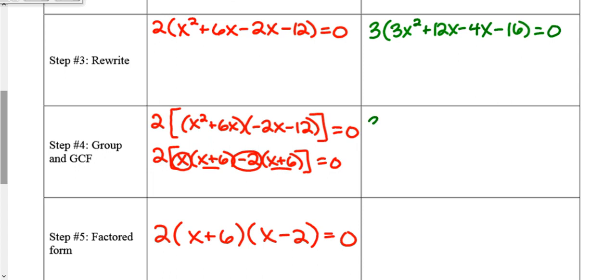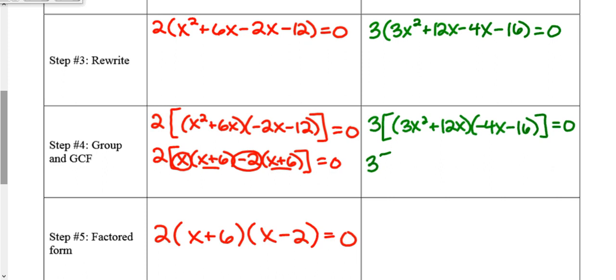So I have a 3, and then I'm going to group the first two terms, so 3x squared and 12x. And here's my last two terms, negative 4x minus 16. And then I'm going to look for a common factor. So 3x squared and 12x, they can both be divided by 3x, which would leave me with x plus 4. And then negative 4x minus 16, they're both divisible by negative 4, leaving me with x plus 4. I'm making note that I know I did this right because these two parentheses are the same. They always should be.